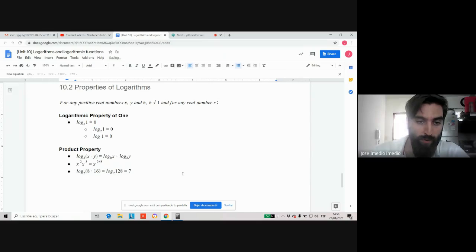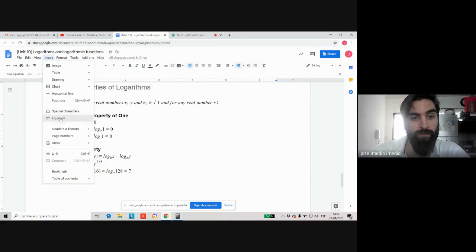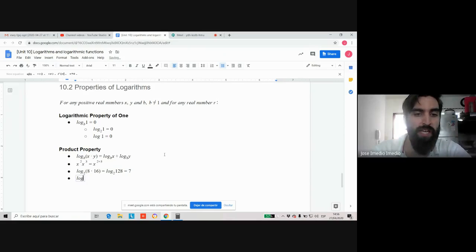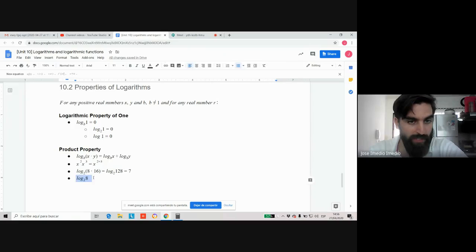Now let's solve this but using the property. If we use the property, we would say that the logarithm base 2 of 8, we would say this logarithm, actually, let's write it like this.